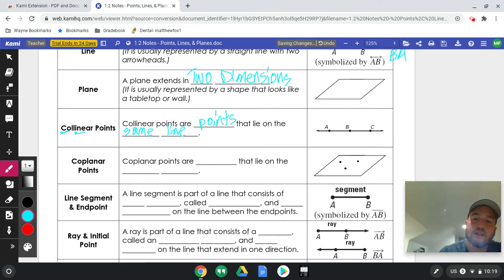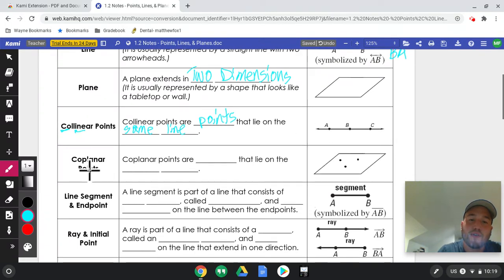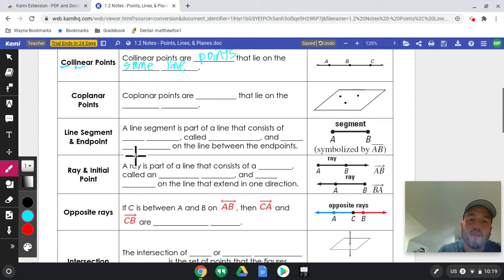So if we look over here, A, B, and C would all be collinear because they're all on that same line. Now our next one, coplanar points. Coplanar points, very similar to this, except instead of being on the same line, hopefully you can make this connection, they are going to be on the same plane. So points that lie on the same plane.